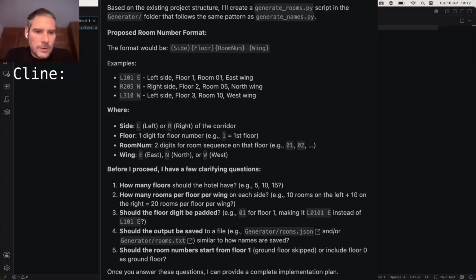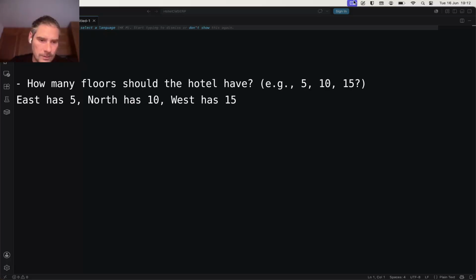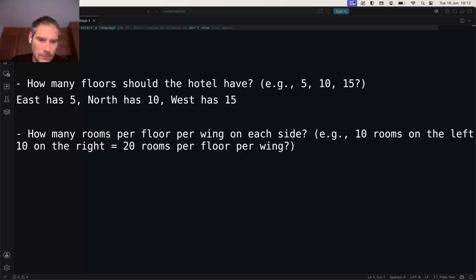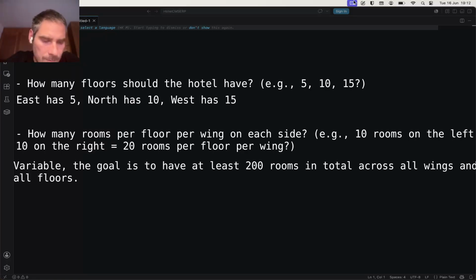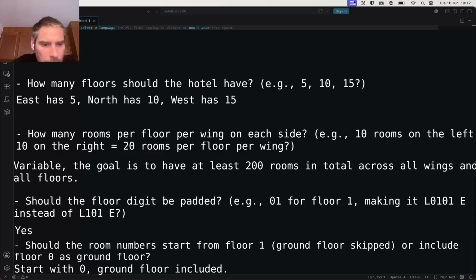Yes, this is what we want. Oh, quite a lot of questions. So let's go one by one. How many rooms per floor per week? Should the floor digit be padded? Should the room number starts from floor 1, ground floor skipped?